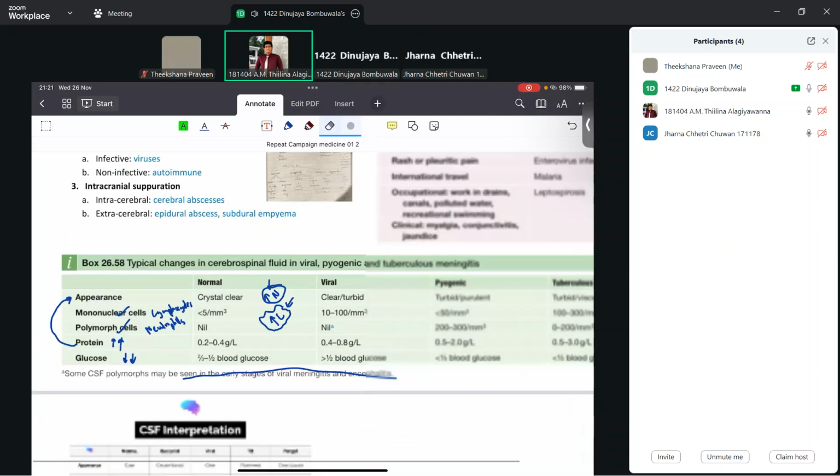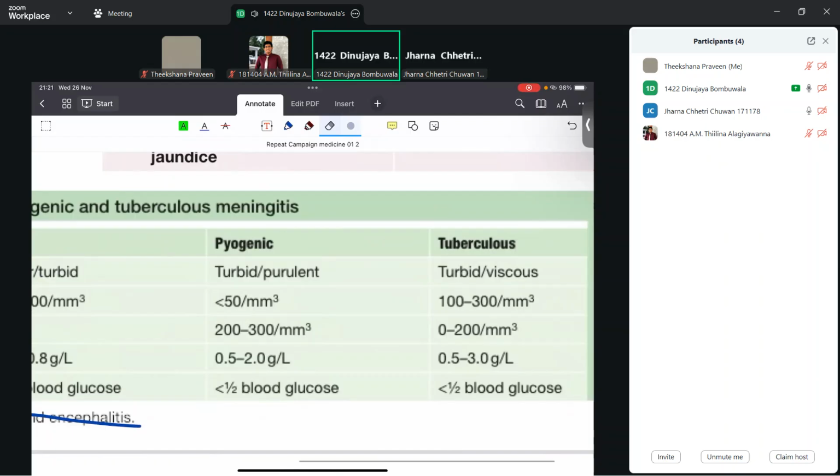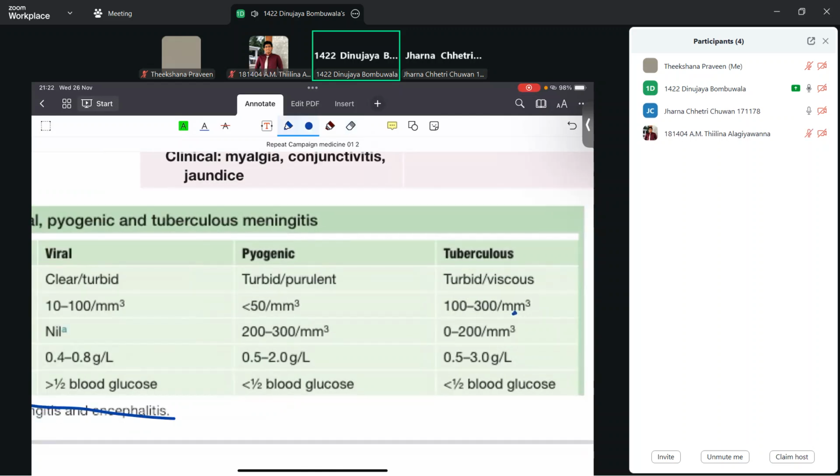A bit viscous, almost viscous. Lymphocytes are the predominant ones. Neutrophils are also increased. Proteins are increased, and glucose has been reduced.